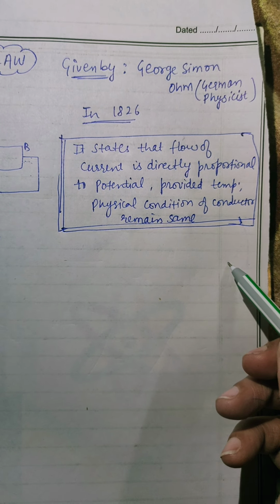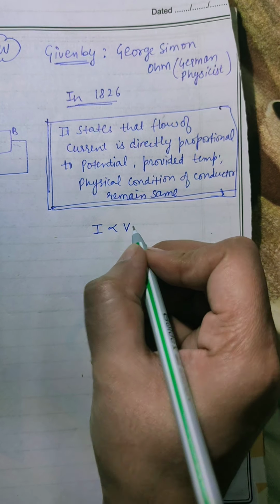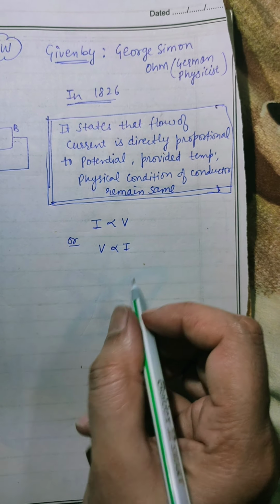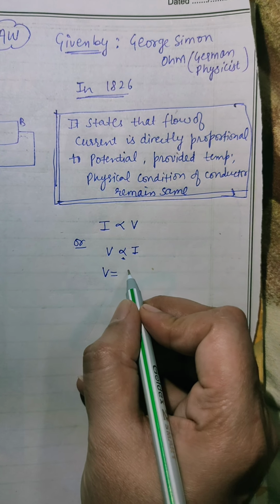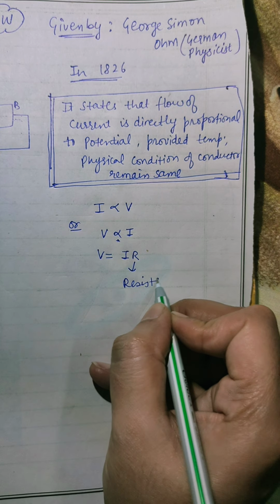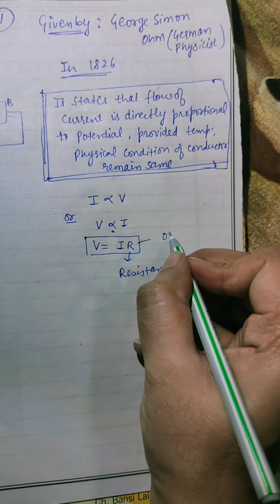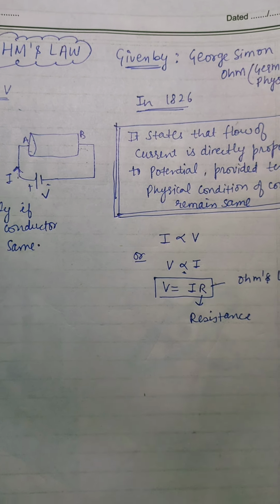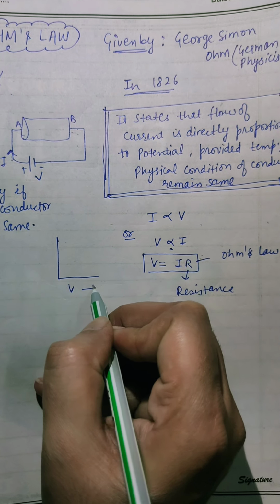According to the statement, mathematically I is directly proportional to V, or we can say that V is directly proportional to I. When we remove the proportion sign, we get a constant term, that is R. Here R is the resistance constant, and this formula shows Ohm's law: V equals IR. According to this statement, now we draw a graph between V and I.